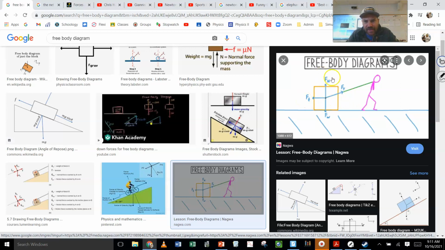And then there's this Fn, force normal. There's a supporting force provided by the ground that keeps it on the ground. So imagine if the ground just suddenly disappeared, this box would fall towards the center of the earth.